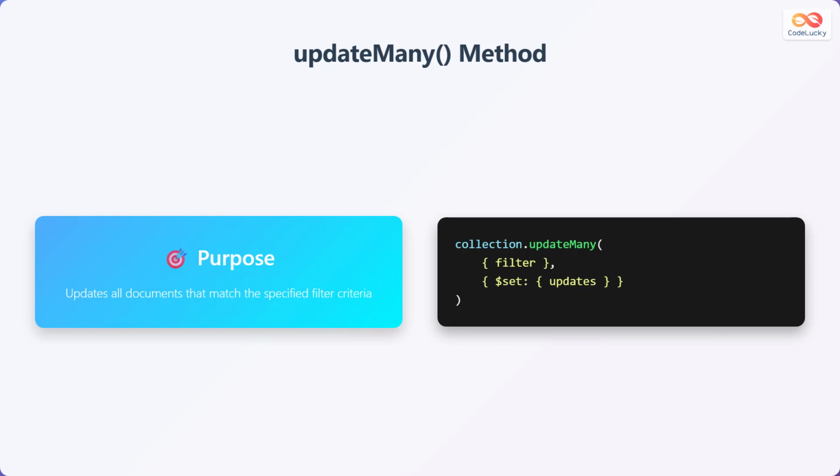The updateMany method is used to update all documents that match the specified filter criteria within a collection. This is useful when you need to apply changes to multiple documents simultaneously. The syntax is as follows: collection.updateMany, then parenthesis, inside which filter and update parameters are given. The filter parameter specifies the condition to locate the documents. The update parameter defines the modifications to be applied, using operators like $set to change the documents.